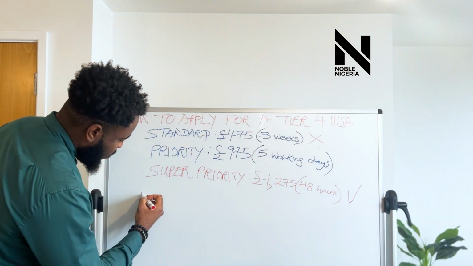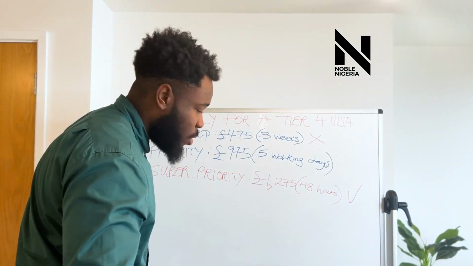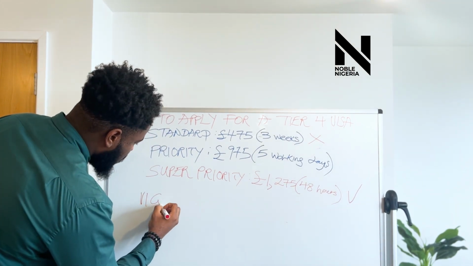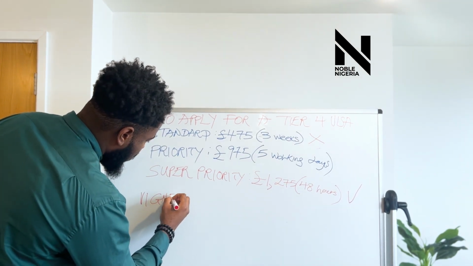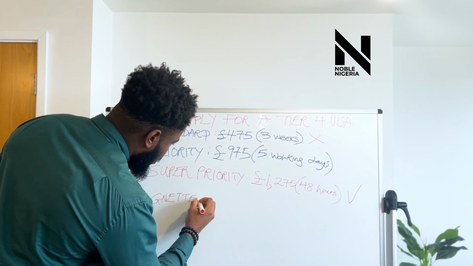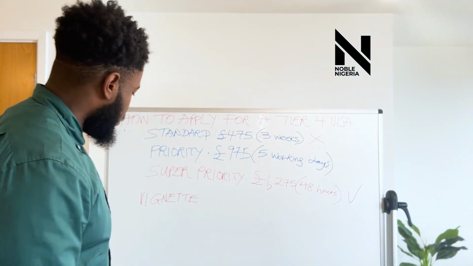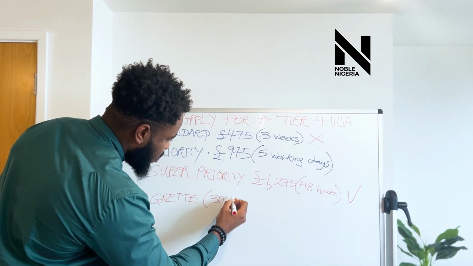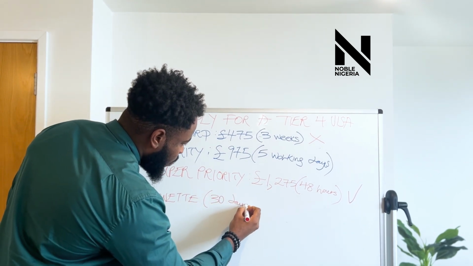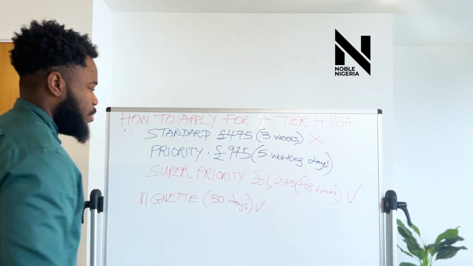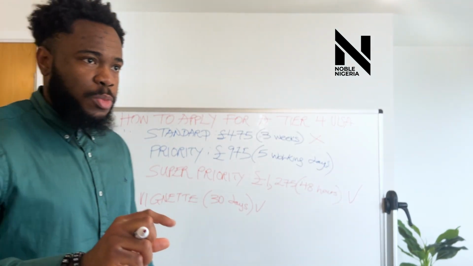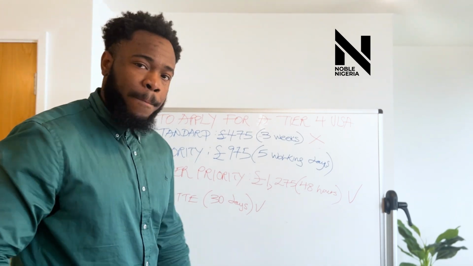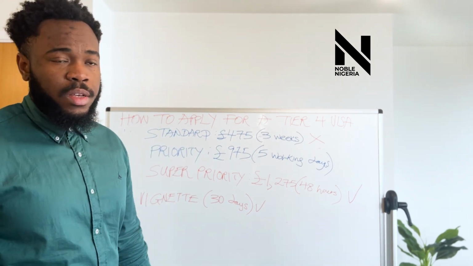Then you've given them your passport at the TLS office in Abuja or Lagos. When your visa comes back, you're going to have a vignette on your passport. What is called a vignette is a 30-day time frame. So you're going to have something stamped on your passport that gives you 30 days within which you have to be in the UK.